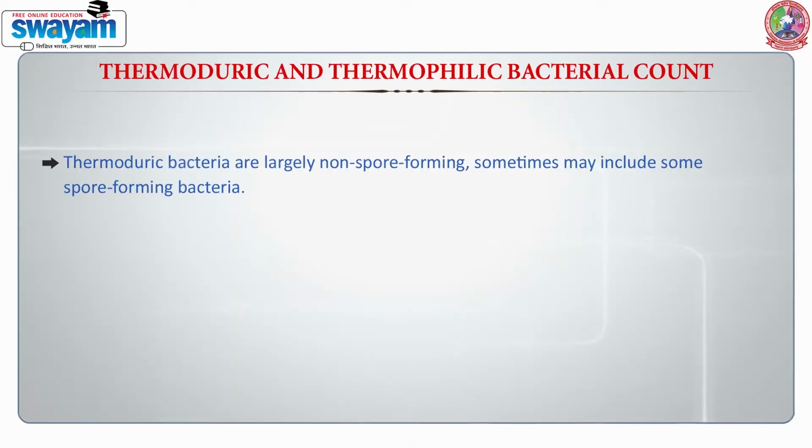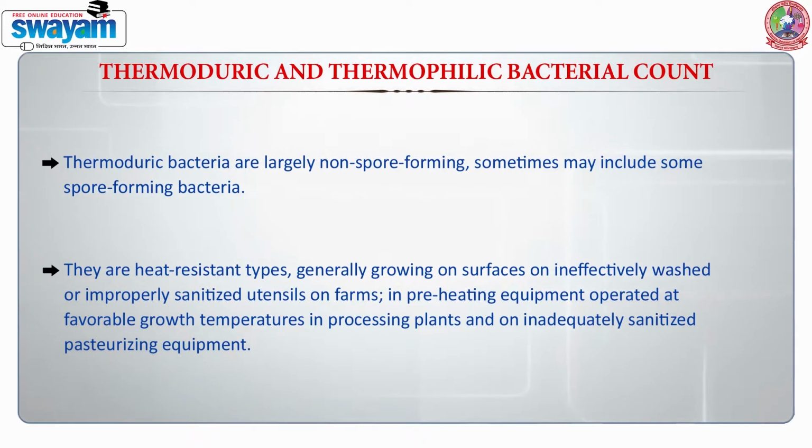The presence of thermoduric and thermophilic bacteria in milk is an indicator of unhygienic conditions, which are generally associated with wrong practices and the use of unclean utensils and equipment. Thermoduric bacteria are largely non-spore forming, sometimes including some spore forming bacteria. They are heat resistant types, generally growing on surfaces of ineffectively washed or improperly sanitized utensils on farms, in preheating equipment operated at favorable growth temperature in processing plants, and on inadequately sanitized pasteurizing equipment.